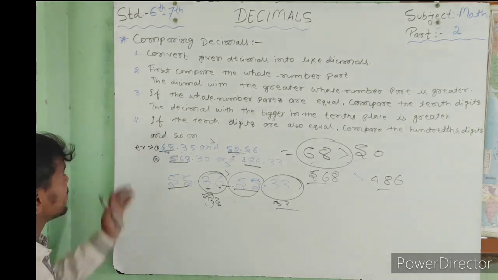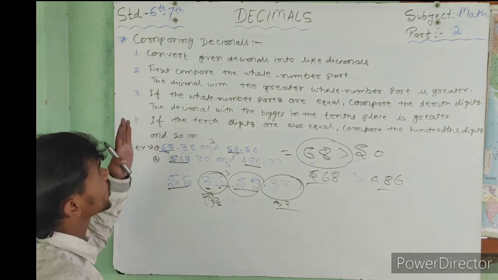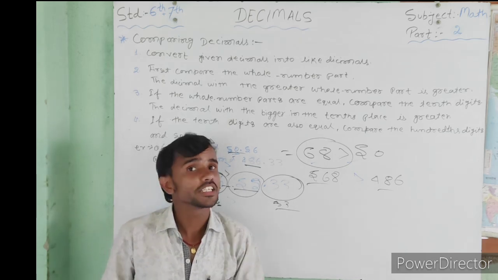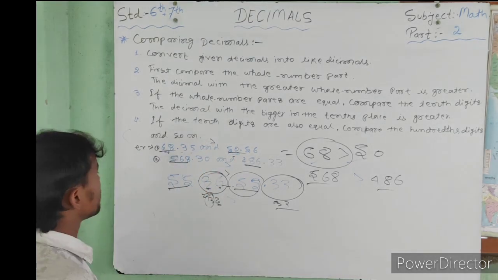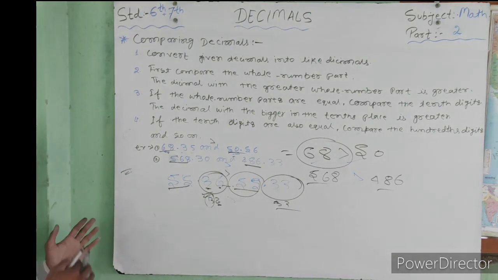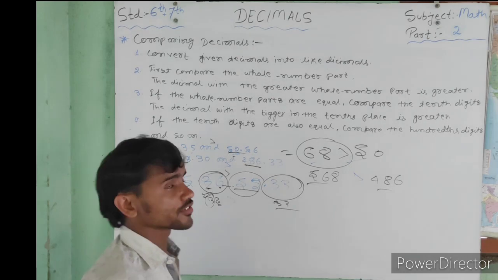Is that clear? So in this period we have discussed comparing numbers. Do you understand how to compare numbers in decimal form? Okay. And next, first write this down in your copy. Next, we will discuss our next topic.